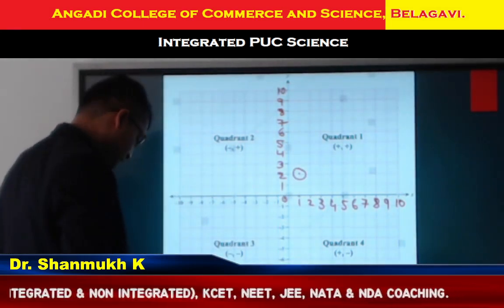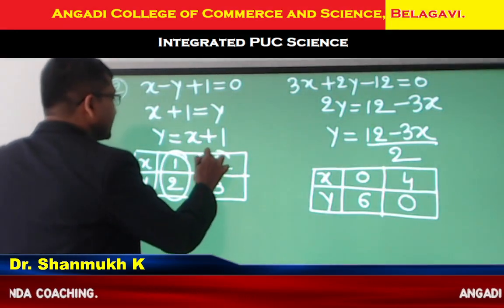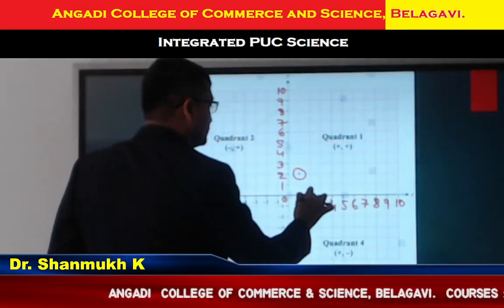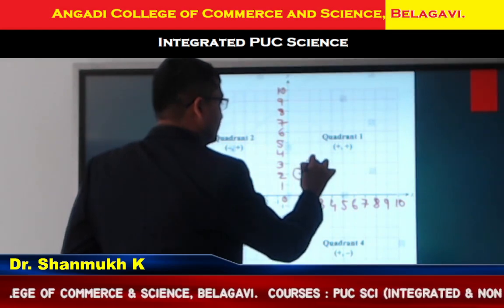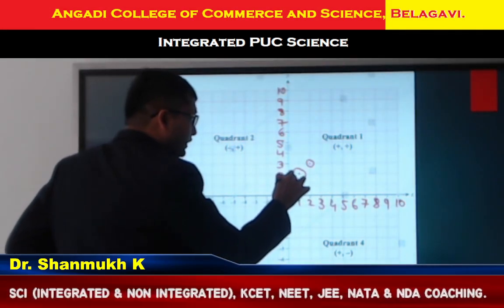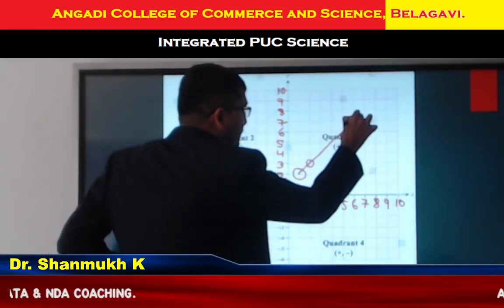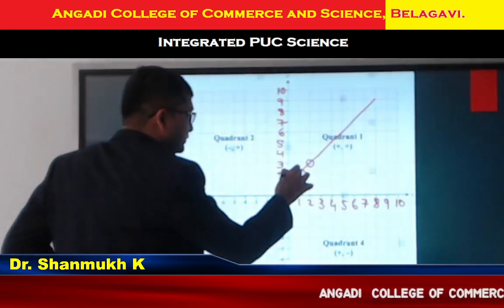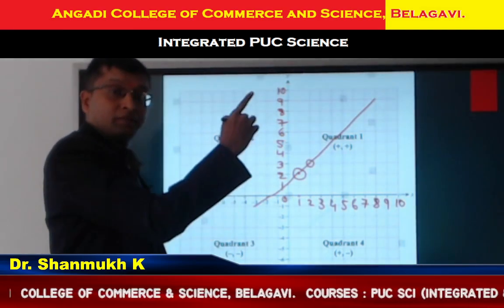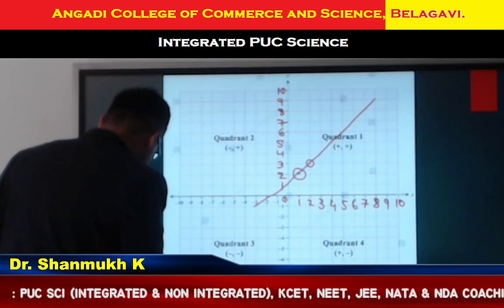This represents the first value. Next, x equal to 2, y equal to 3. This also comes in the first quadrant. It will come over here. With the help of a scale, you need to draw the graph. Extend it in both directions. So this is representing the first equation.